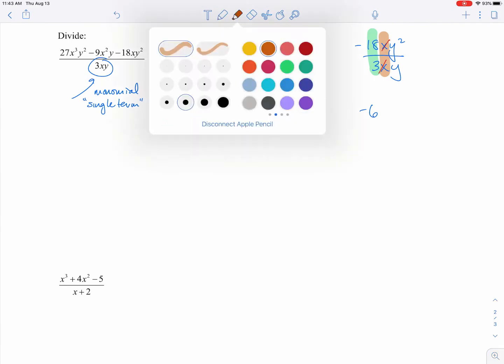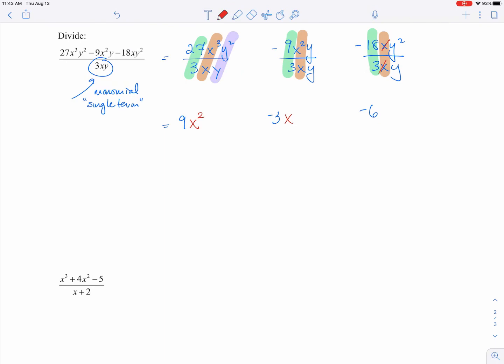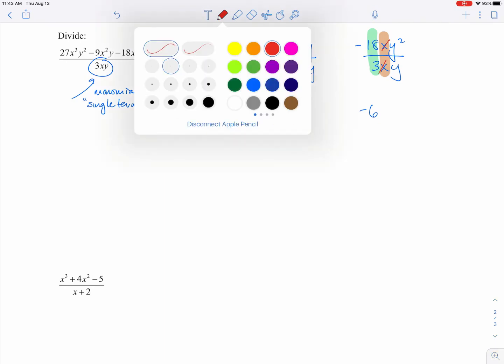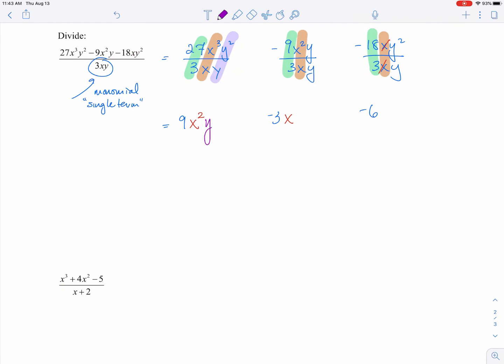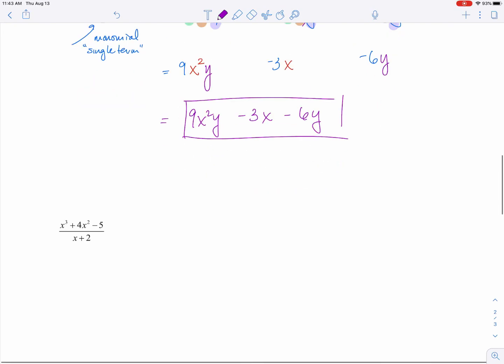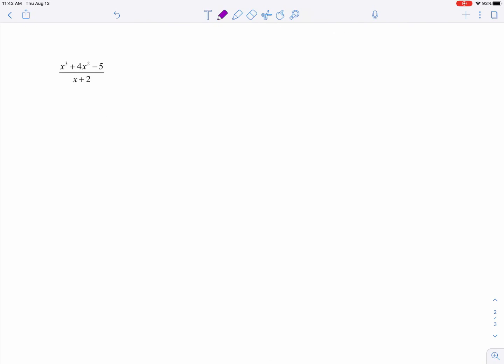Moving to the y's, we have y squared over y. That's just going to give us a single y. In the next term, we have y divided by y. Those are going to cancel out. And we're done with that term. And then again, we have y squared over y on the end. And that is going to be y. And our answer here is 9x squared y minus 3x minus 6y. And that's the result from that division.